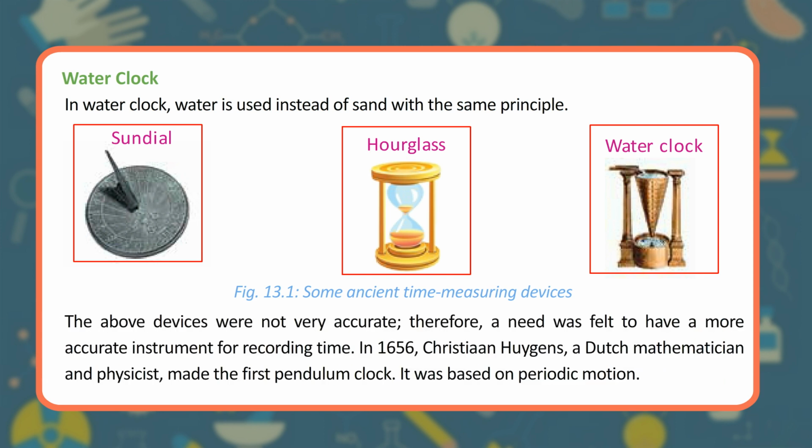The above devices were not very accurate, therefore, a need was felt to have a more accurate instrument for recording time. In 1656, Christian Huygens, a Dutch mathematician and physicist, made the first pendulum clock. It was based on periodic motion.